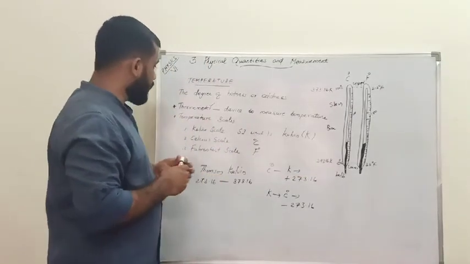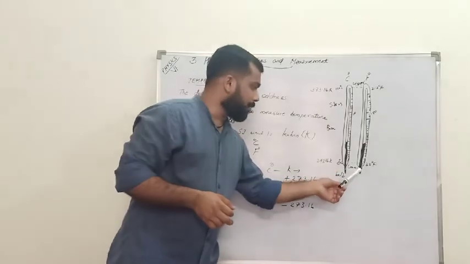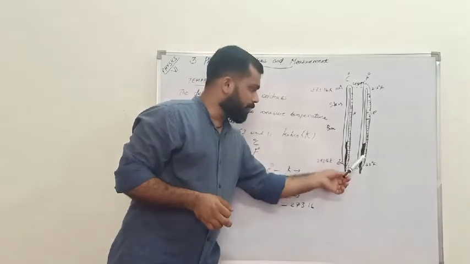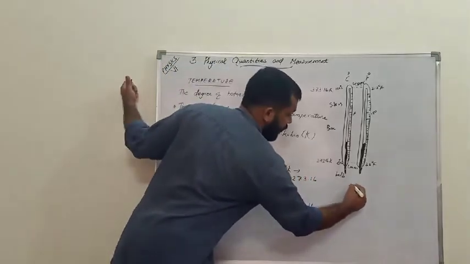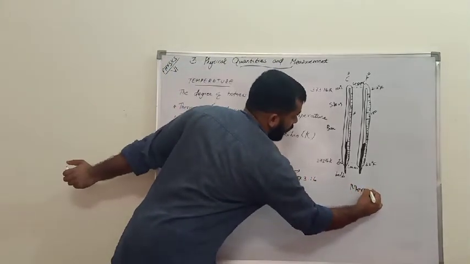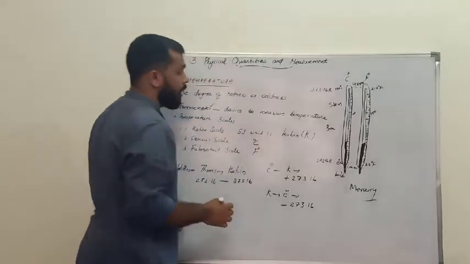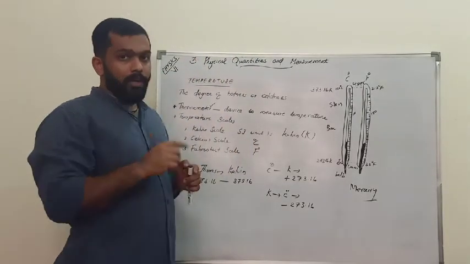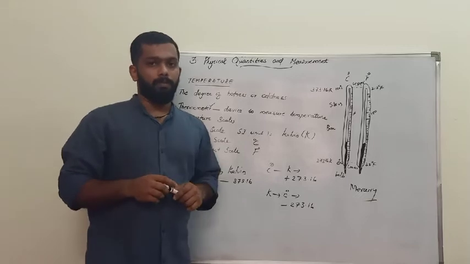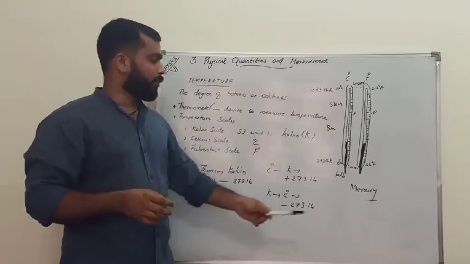And inside the thermometer we are using a liquid. That means the darkened area you can see, that is the mercury. I don't know whether you have heard about mercury. Mercury is the only metal which is in liquid form.